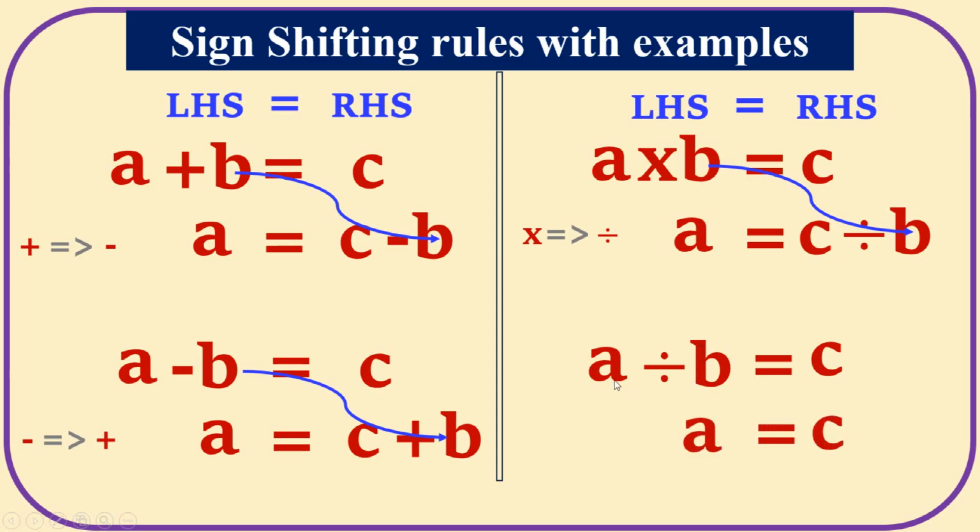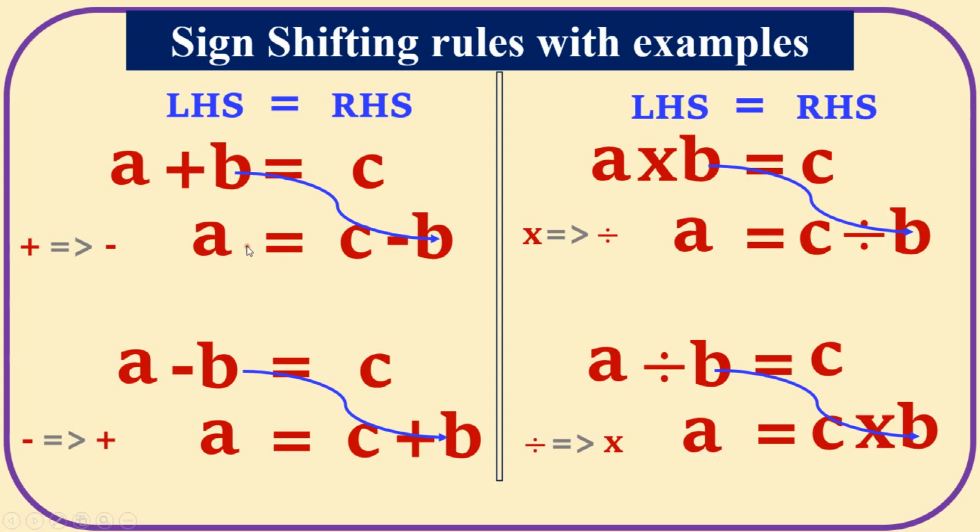If our equation is a over b equals c, we need to get rid of the division to isolate a. When we shift the division b over to the right-hand side, it flips into its opposite, which is multiplication. This gives us our final form, a equals c times b.